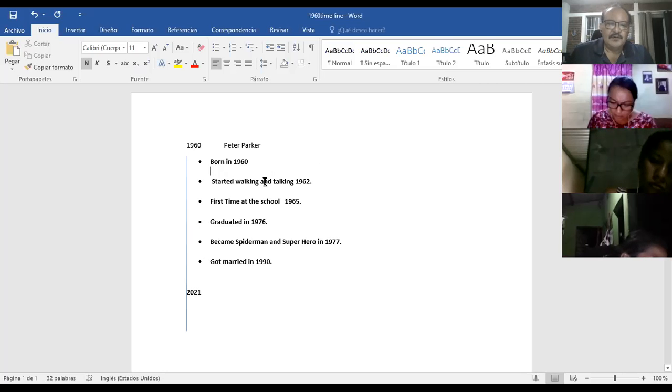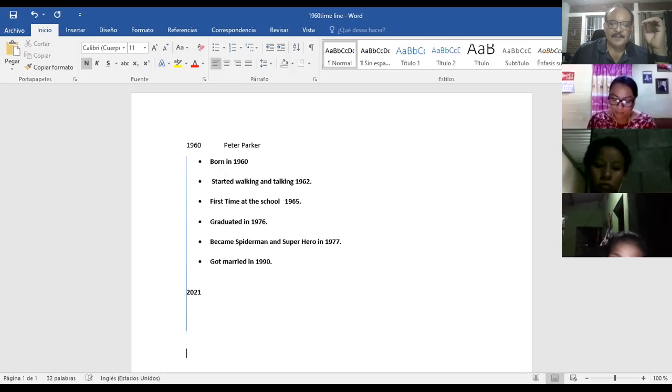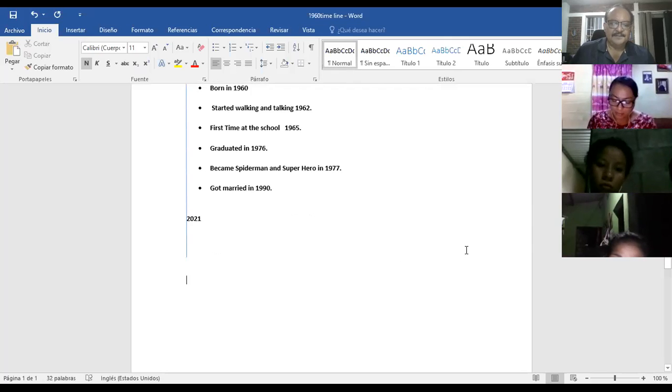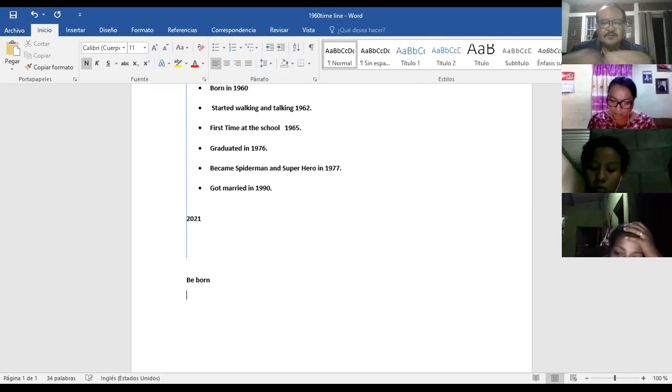Y esta es una timeline vertical. Se puede hacer vertical o se puede hacer horizontal, right? Y esto ayuda a organizar ideas, como alguien dijo ahí, para eventos in history. For example, about life. First we are born, okay? Después de nacer, ¿qué sucede con los humanos, con nosotros?